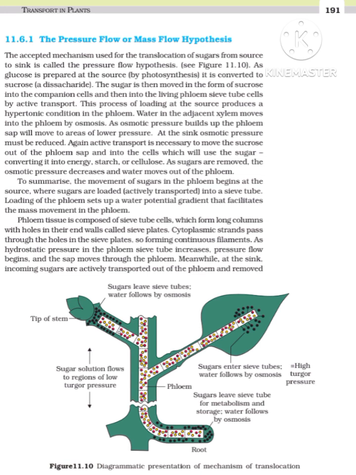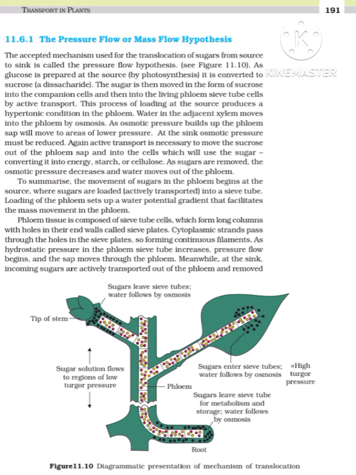As hydrostatic pressure in the sieve tube of phloem increases, pressure flow begins, and the sap moves through the phloem. Meanwhile, at the sink, incoming sugars are actively transported out of the phloem and removed sugars leave sieve tubes. Water follows by osmosis. Tip of stem: sugar solution flows to regions of low turgor pressure.